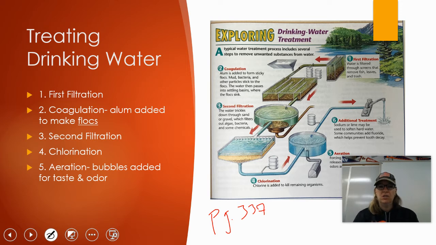Step 5 is aeration. Air bubbles are added, and it helps release some of that chlorine gas. And it just helps make the water taste better and smell better.